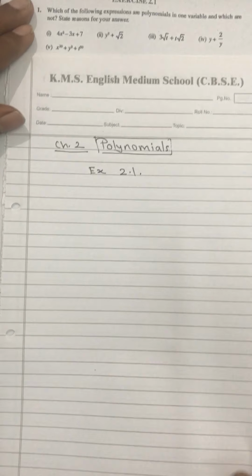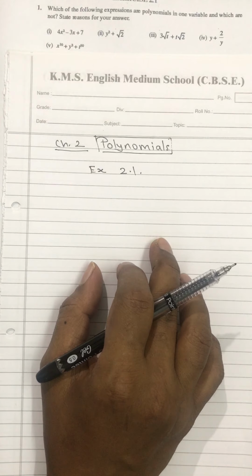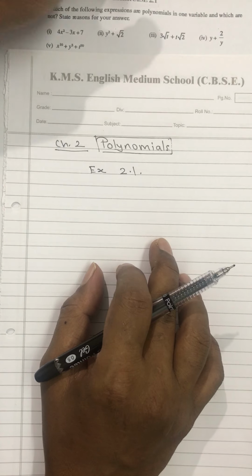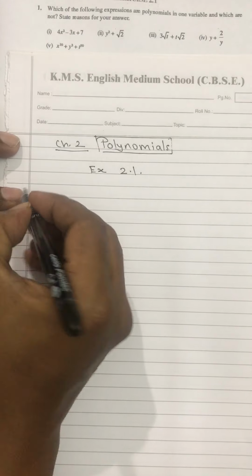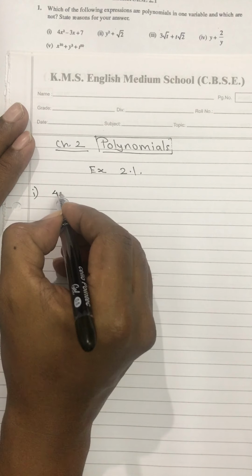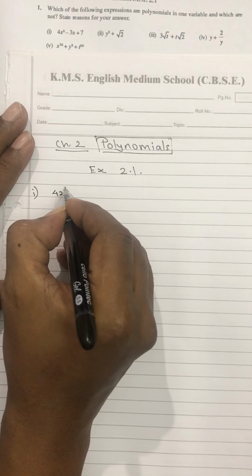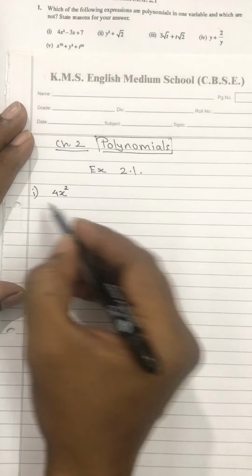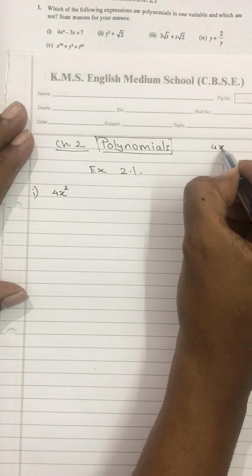The question they are asking is, which of the following expressions are polynomials in one variable and which are not? So here, first of all, they are polynomials in one variable. So I talk about the first question. See, my dear students, when I am writing this, you have to make sure you write 4x raised to the power of 2 should come above like this. You can't write 4x square like this.